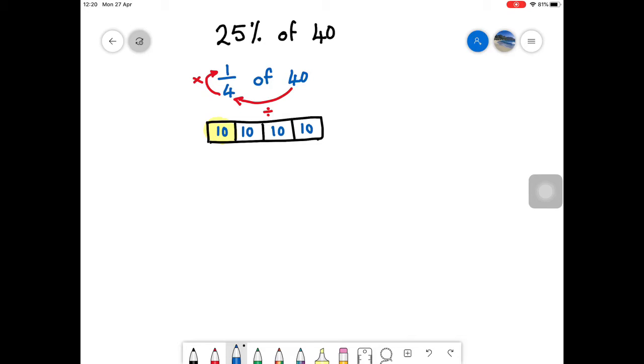If I continue with my fraction method here, divide by 4, multiply by 1, then that's simply 40 divided by 4 and multiply by 1, which doesn't change my answer, and I get the same answer, 10. So there's a simple way of working out 25% of a number using a fraction. Let's look at another method.